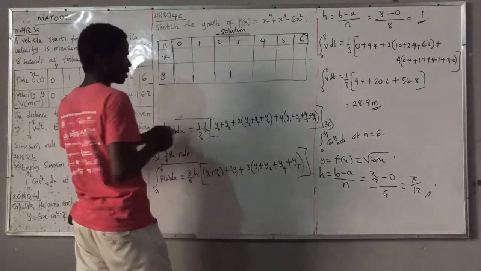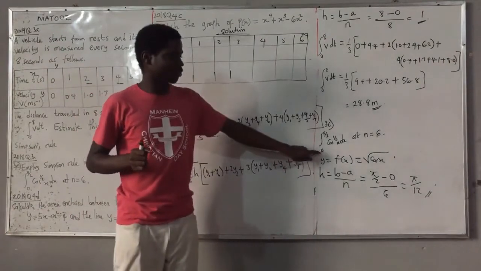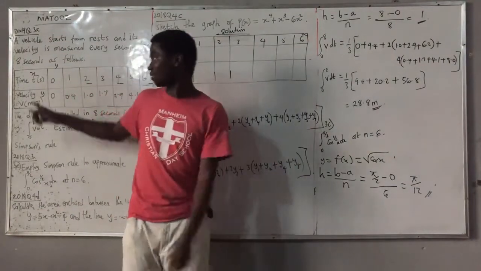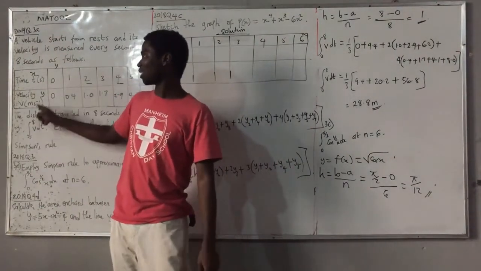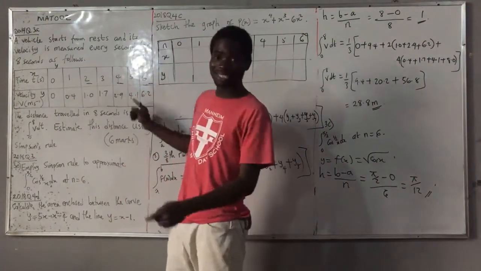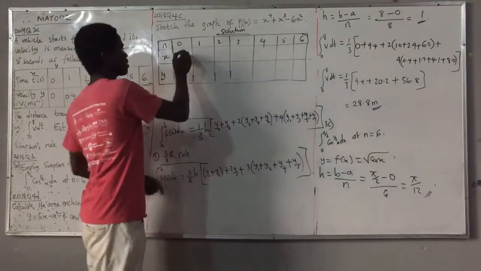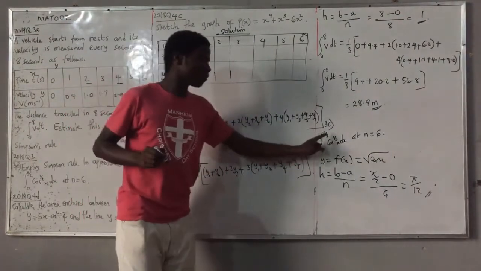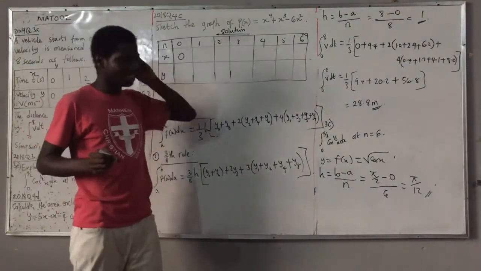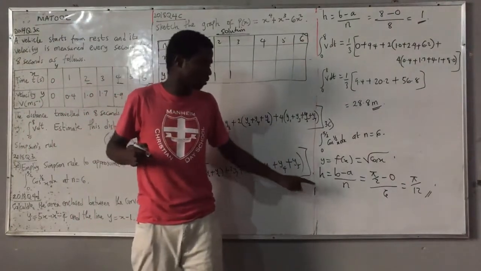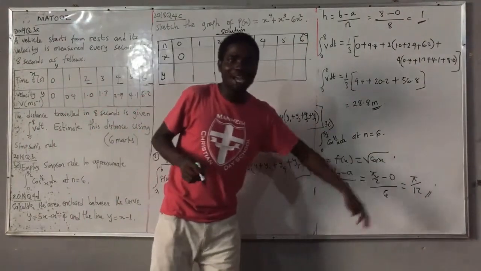So what is x? X is this value between 0 and pi over 2. You can see it starts from 0 and ends at pi over 2. What will now be the step? The step is this h. That is what we call step. That is, you will be adding pi over 12 to it.